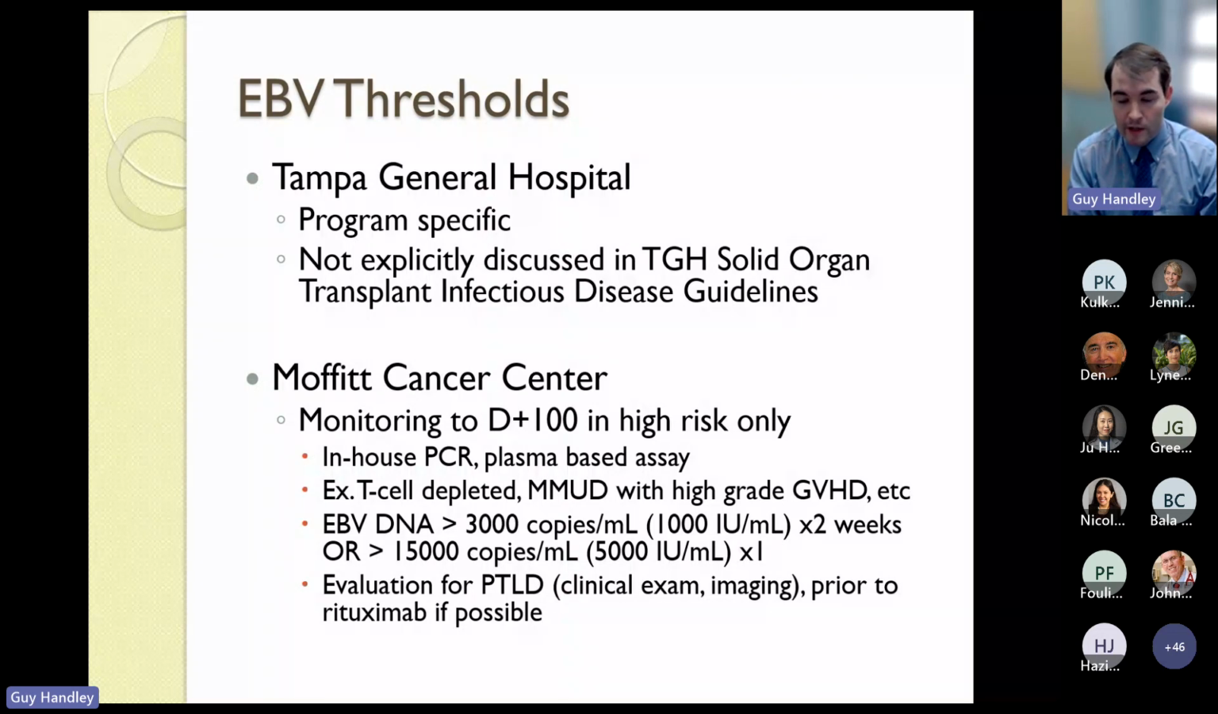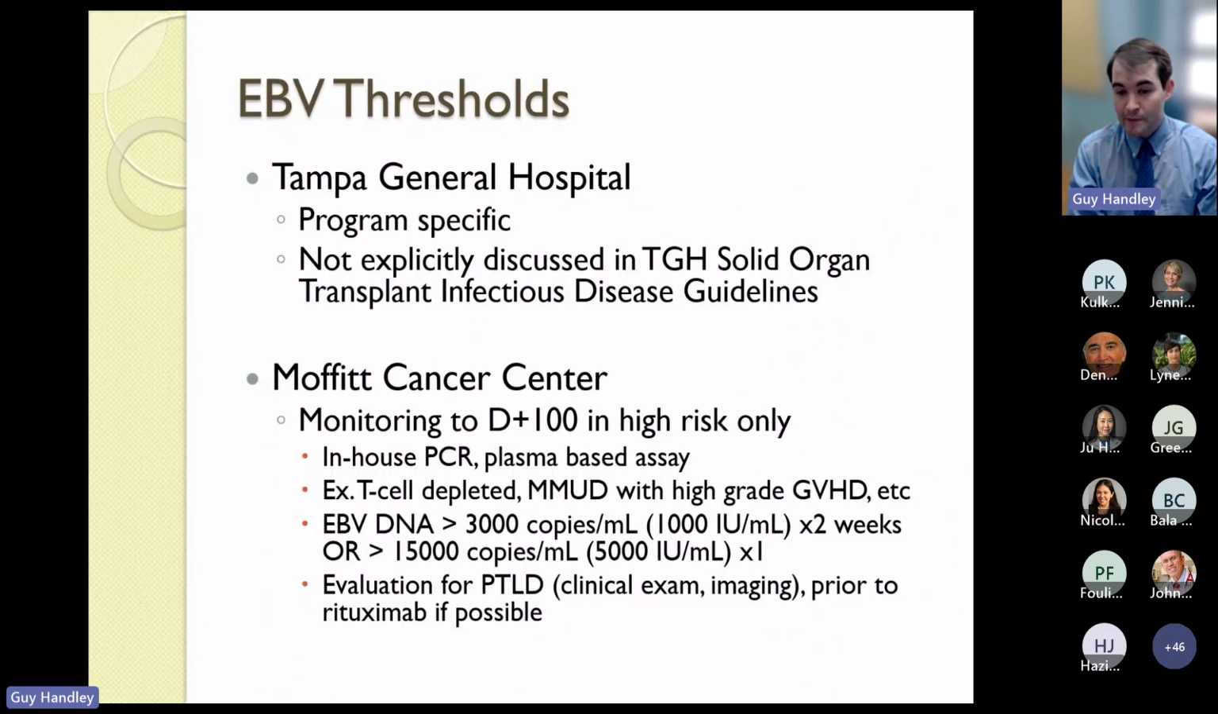At Moffitt Cancer Center, we actually just updated these recently. We now will monitor patients up to day 100 if they have high-risk grafts, so T-cell depleted, mismatched unrelated donor, or high grades of GVHD. The threshold that we set, because certainly a lot of these patients will become undetectable or downtrend, is having over 3,000 copies per mL over a 2-week period. And over 15,000 copies once could be an indication to go ahead and start looking for PTLD.